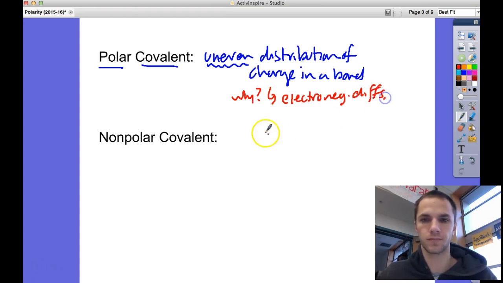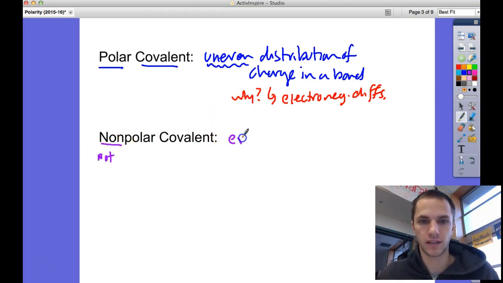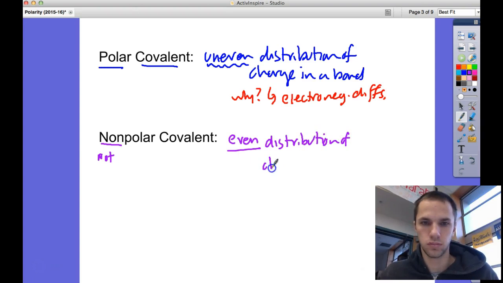Okay. What is a nonpolar covalent molecule? A nonpolar, just think about the prefix non means not. It's a not polar molecule. So it has an even distribution of charge in a bond.